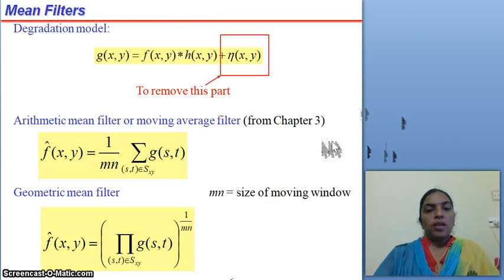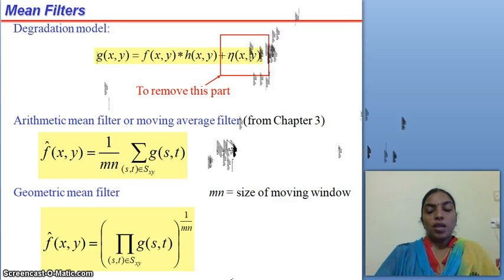See here, mean filters. To remove or reduce this part, we have the different mean filters. What is smoothing? Image smoothing in enhancement technique. To reduce the noise, we are using smoothing techniques, right? All smoothing techniques are applicable here to reduce the noise. So maybe mean filters, averaging filters. In that we have different filters.